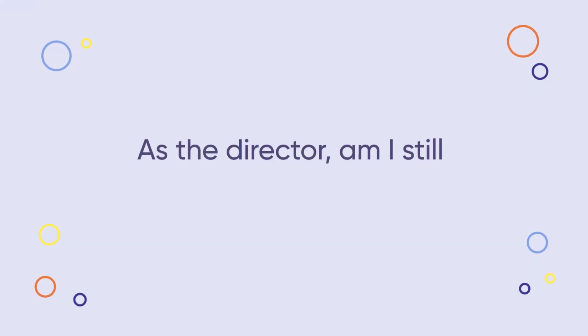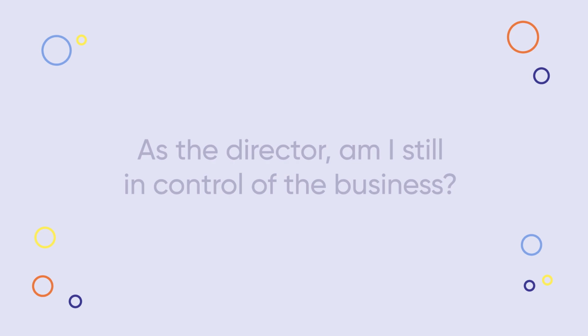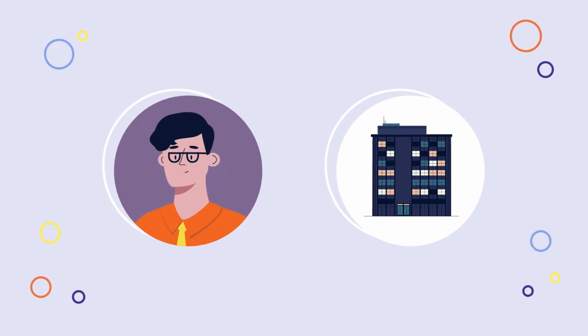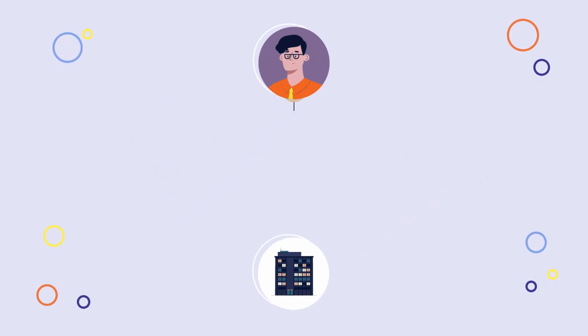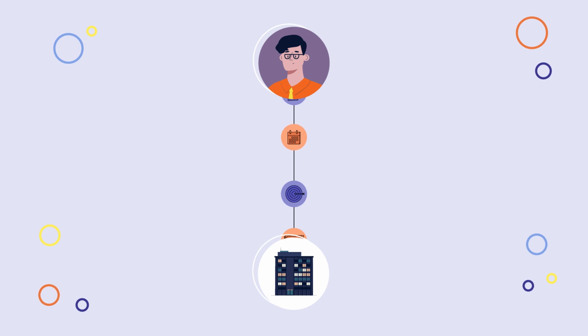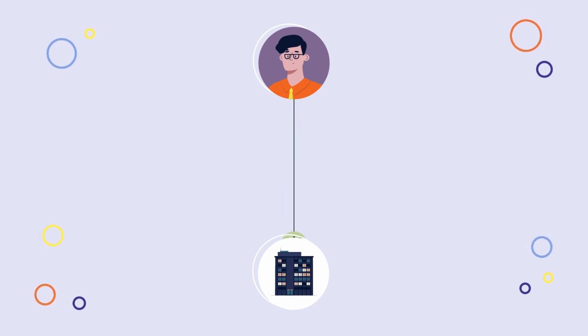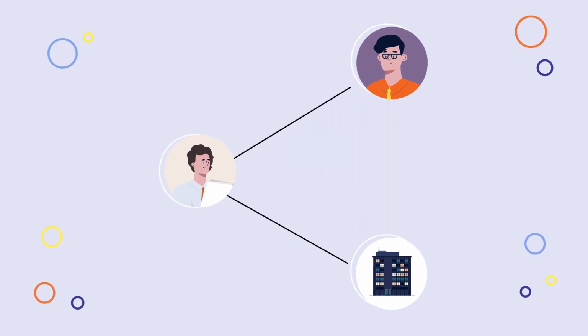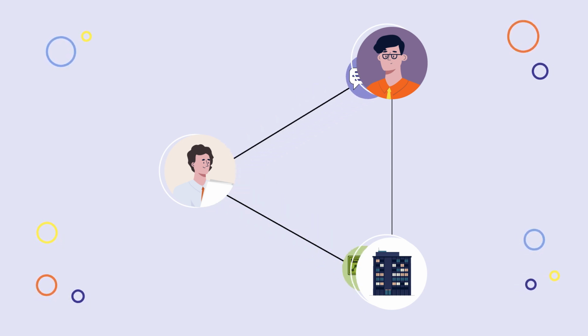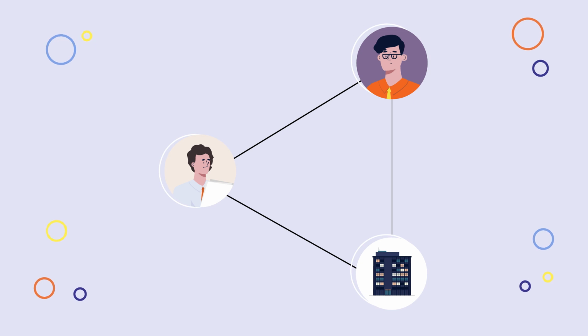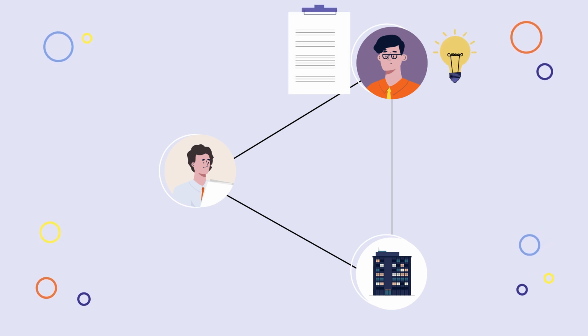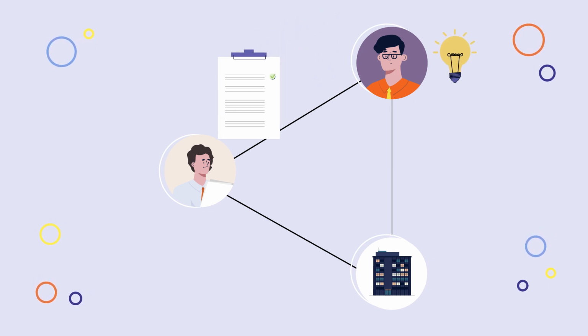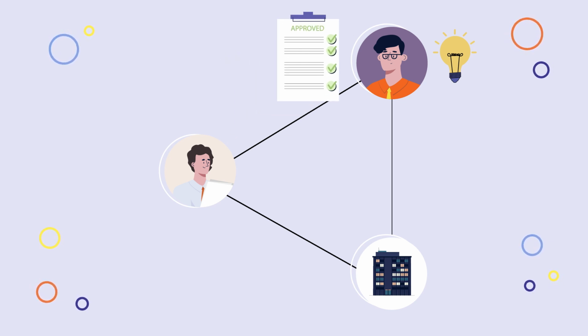As the director, am I still in control of the business? Yes. A big advantage of the small business restructuring process is that the company's director retains control of the company throughout the process. The restructuring practitioner's role is to assist the director in formulating and overseeing the plan as it takes effect. However, if the director wants to do something that is outside the ordinary course of business, the restructuring practitioner will need to approve the transaction.